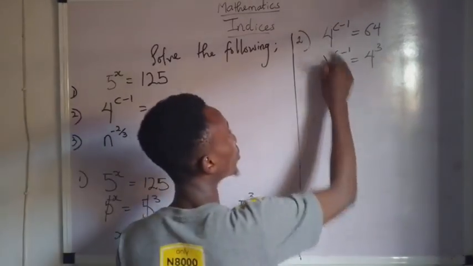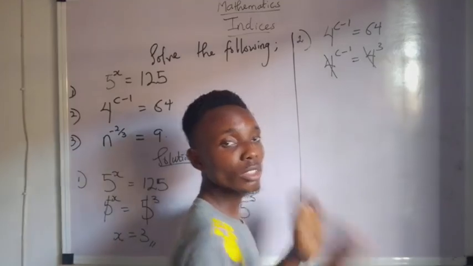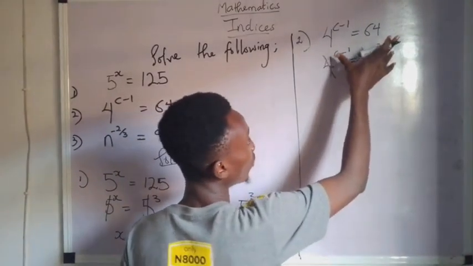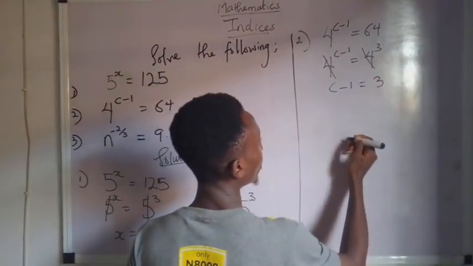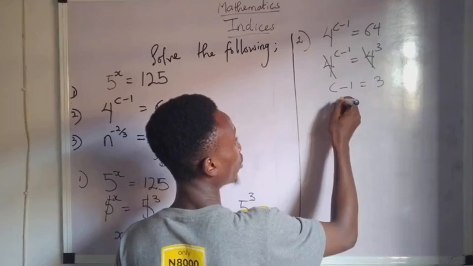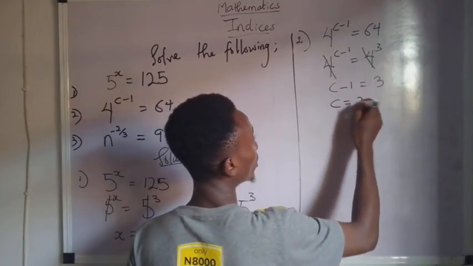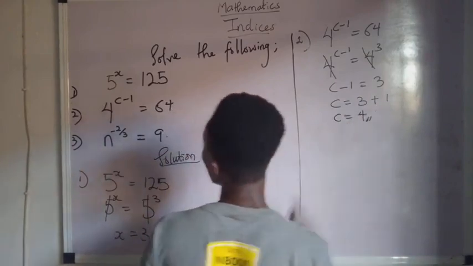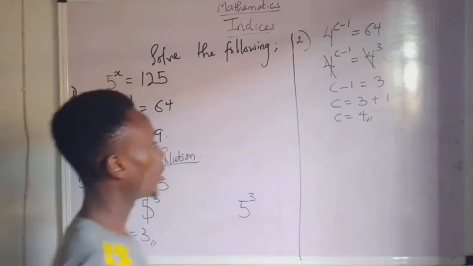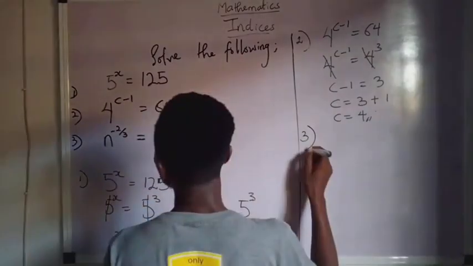That's simple. What is up here, we bring it down. We now have c minus 1 is equals to 3. Now, collect like terms, you have c is equals to 3 plus 1. c is equals to 4. Very simple. We'll go to the third question.